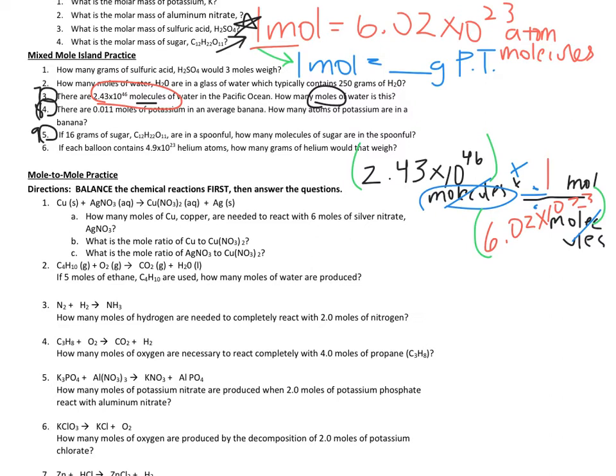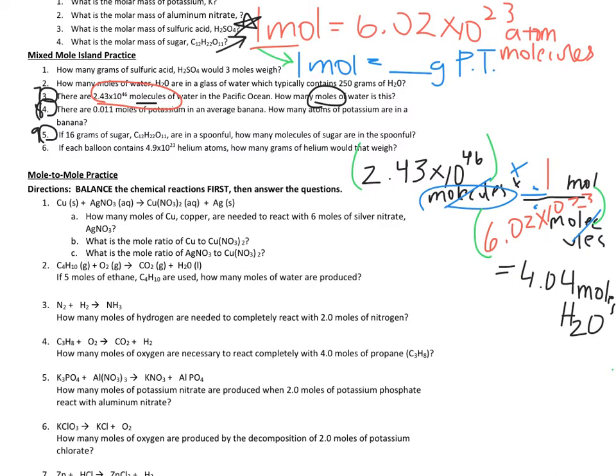So if you put 2.43 times 10 to the 46, and times 1, obviously, is just 2.43 times 10 to the 46, and then you divide that by 6.02 times 10 to the 23rd, you're going to get 4.04 moles. Okay, so there's 4.04 moles of water molecules in the Pacific Ocean.